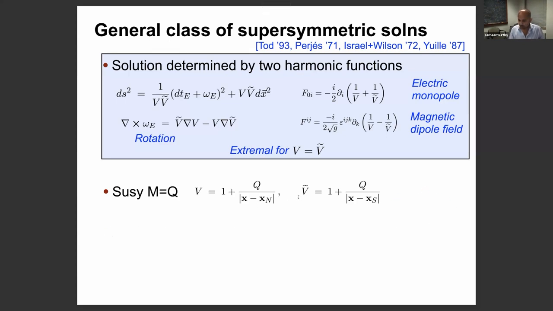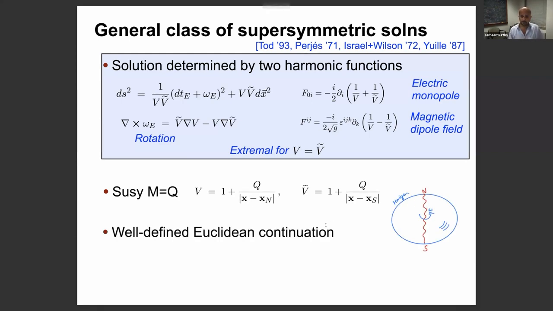This solution does not have a good Lorentzian continuation, exactly as in the AdS5 case, but it does have a well-defined Euclidean continuation. If you just take this metric and plot it, you'll get a Euclidean black hole with a cigar. However, that's still not the end of the story, because without doing anything else, there is a Dirac string singularity connecting the North Pole and the South Pole. So this omega, you see, has a non-zero curl even very close to this Dirac string.